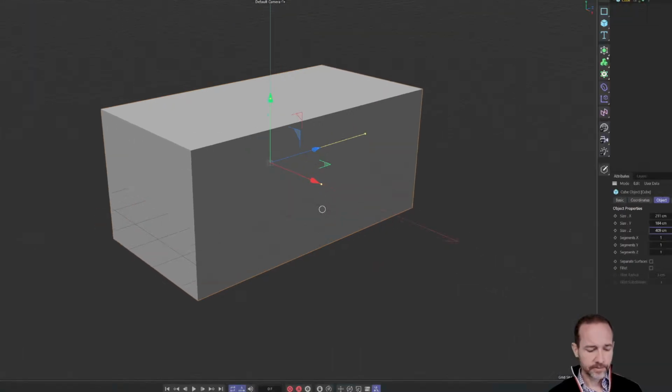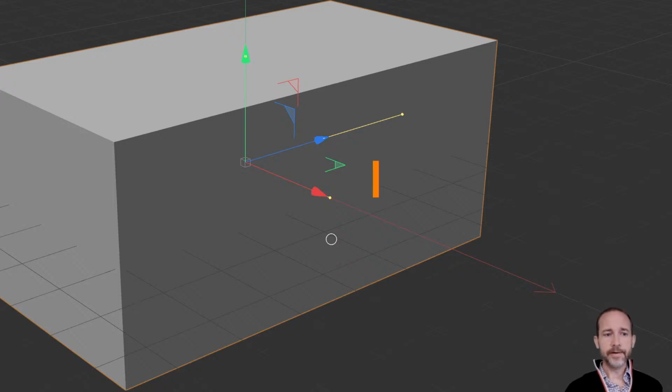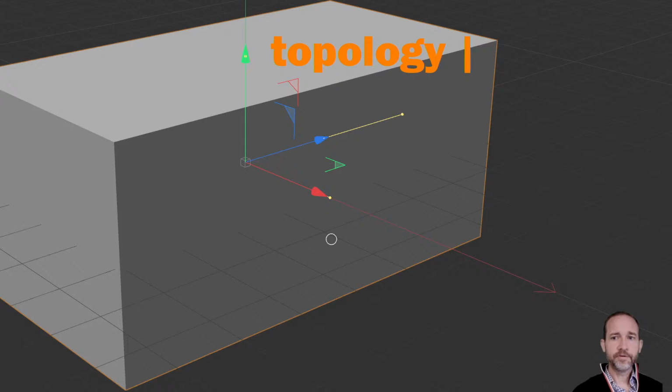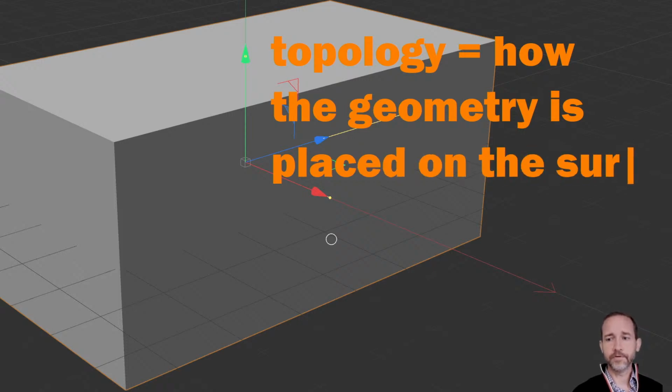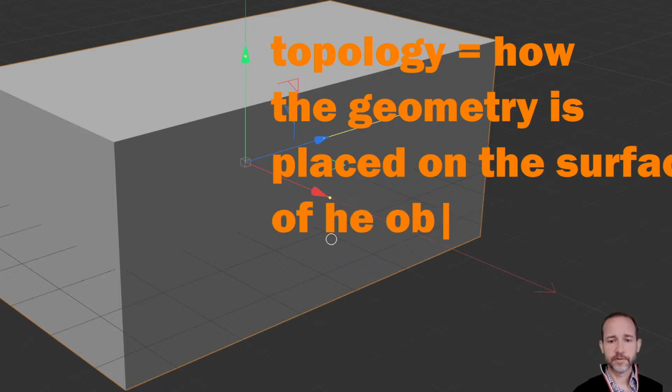And then let's learn two shortcuts here. By default, in Cinema 4D, we don't see the underlying structure of the mesh, right? The geometry. The other word that goes along with that is topology. So this is an important word, equals how the geometry is placed on the surface of the object.